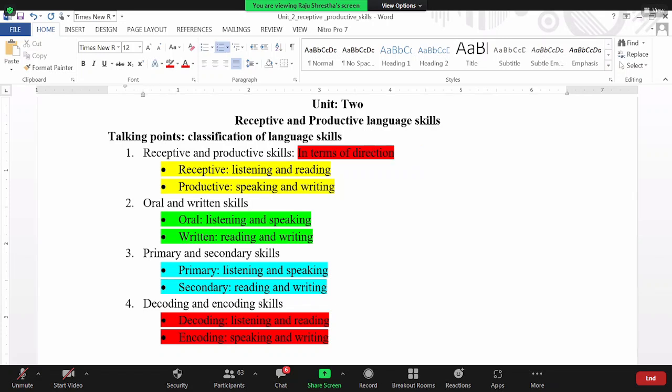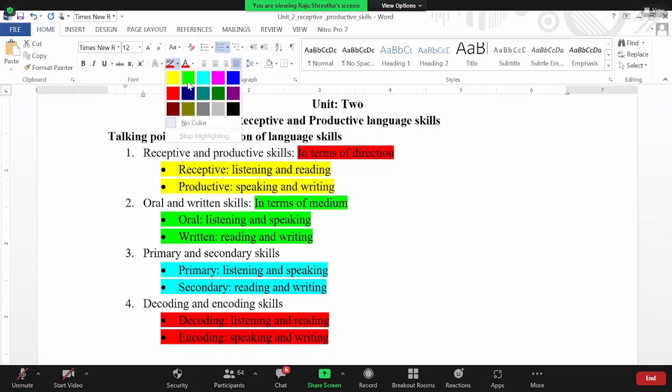So then this oral and written, what is this in terms of? In terms of medium. Which medium? Oral, that is listening and speaking. Then writing, this is reading and writing. So in terms of medium, we can say oral and writing.